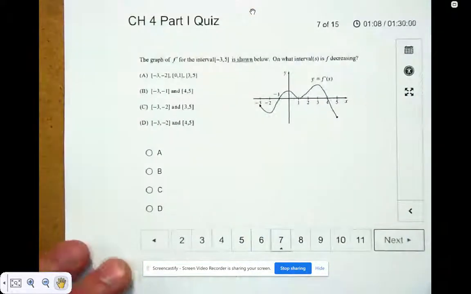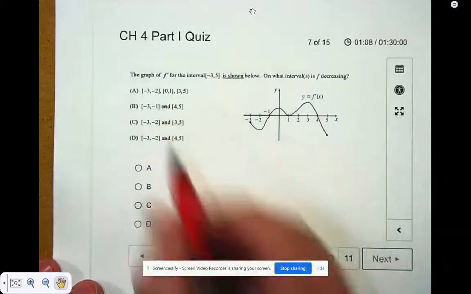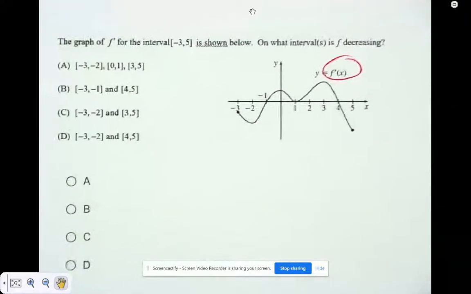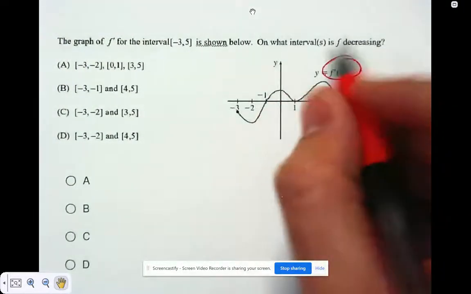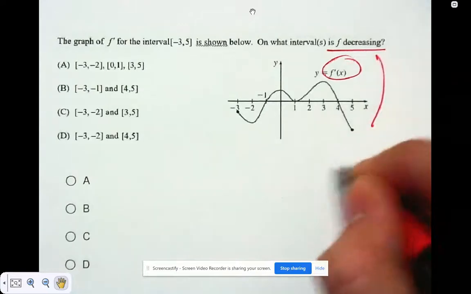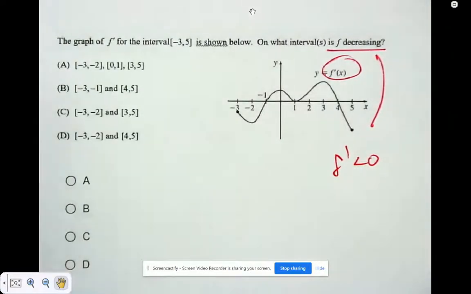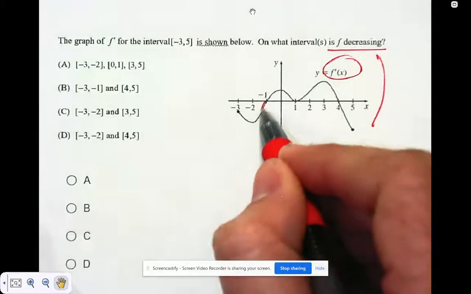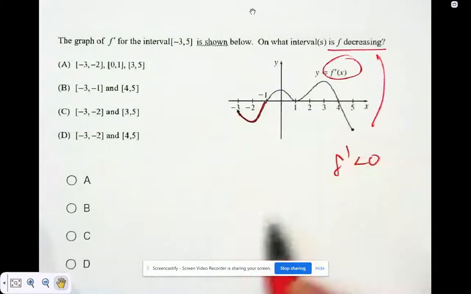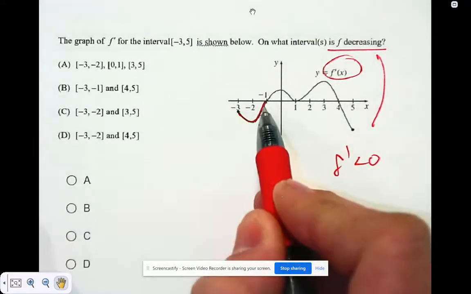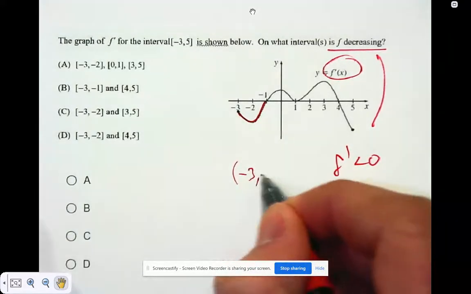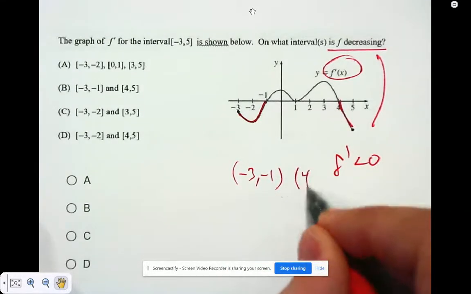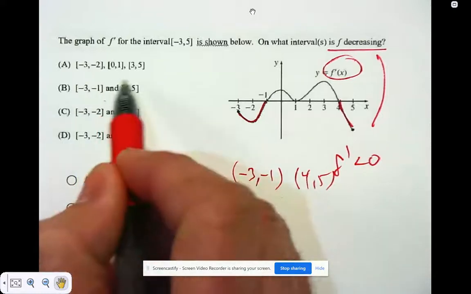All right, question number 7, the graph of f prime. That's super important. F prime is shown below on the closed interval -3 to 5. Where is f decreasing? Definition f decreasing, f prime negative. Where is f prime negative? Wherever this is a graph of f prime, therefore wherever it's below the x-axis. So definitely from -3 to -1. And again from 4, right, all the way to 5. So -3, -1, 4 to 5.